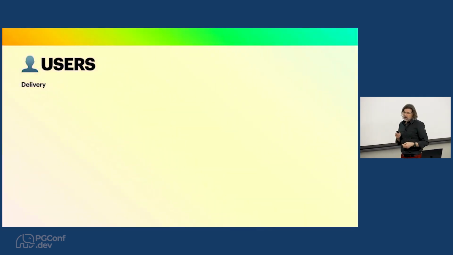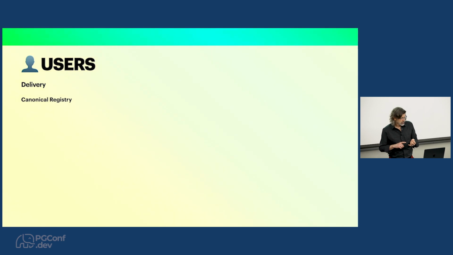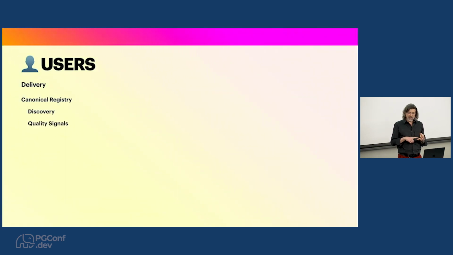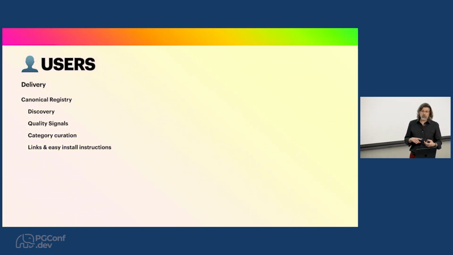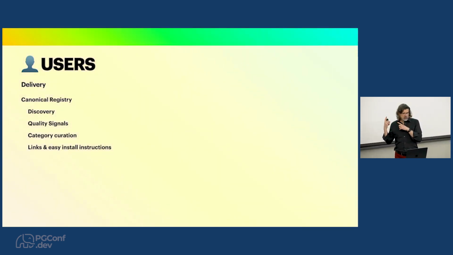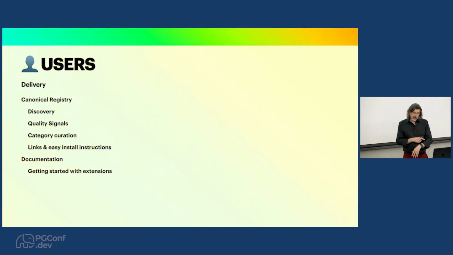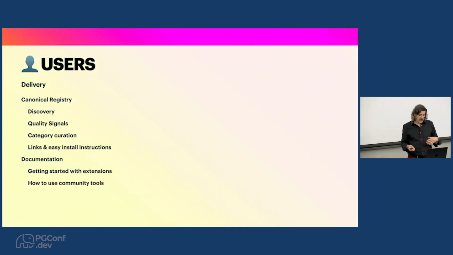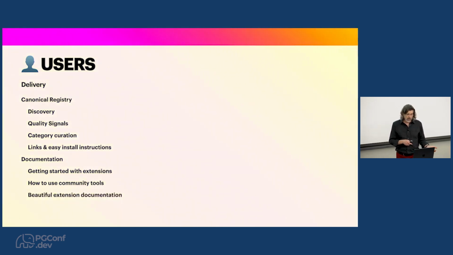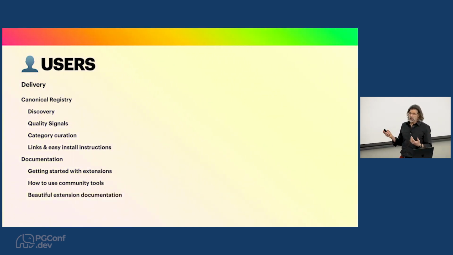So to meet the needs of users of extensions in the community, we want to build the canonical registry for all the extensions in the system, of course, to enable that discovery through search, quality signals, category curation, links, and easy installation instructions, which we kind of saw before with the screenshot from PGXN I showed earlier. Documentation, not only for the extensions themselves, but how to actually work with extensions in the broader ecosystem. So getting started with using extensions and how to use the community tooling to install them. And beautiful extension documentation in a centralized place, so it's easy to read up on them and understand them.